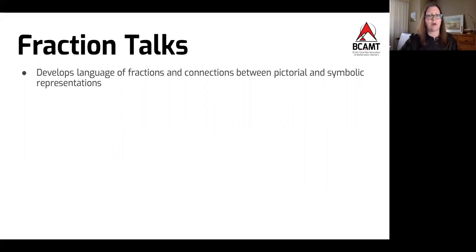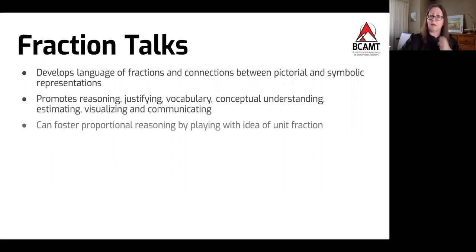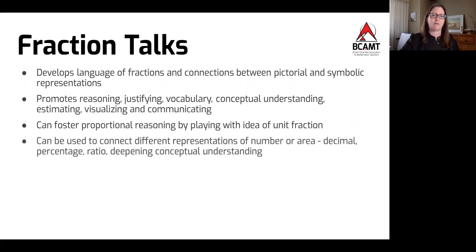But the fraction talks also help elucidate that connection between pictorial and symbolic representations. And then all sorts of curricular competencies are promoted in fraction talks: reasoning, justifying, vocabulary development, conceptual understanding, estimating and visualizing, and communicating student thinking. And then, as Mark also mentioned, that connection to multiplicative thinking and proportional reasoning is really developed as students get older and have some experience with fractions and can play with that idea of what the unit fraction is and the relationships between different visuals.